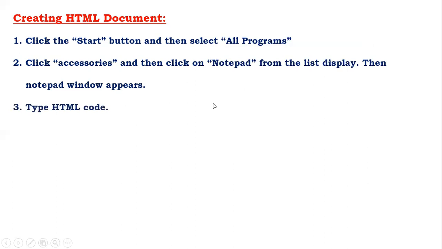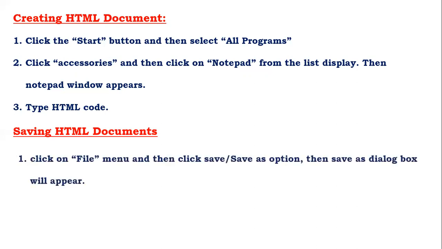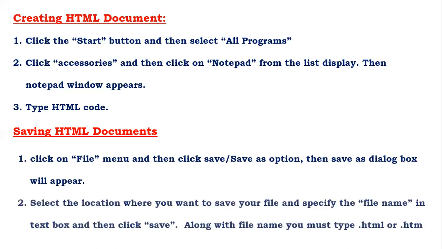Next, we are going to type the HTML code in the Notepad application. Then after typing a program, we need to save our program. So first, for saving an HTML document, we need to click on the File menu and then click the Save or Save As option. Then the Save As dialog box will appear. Then select the location where you want to save your file, specify the file name in the file name box, and then click the Save option.